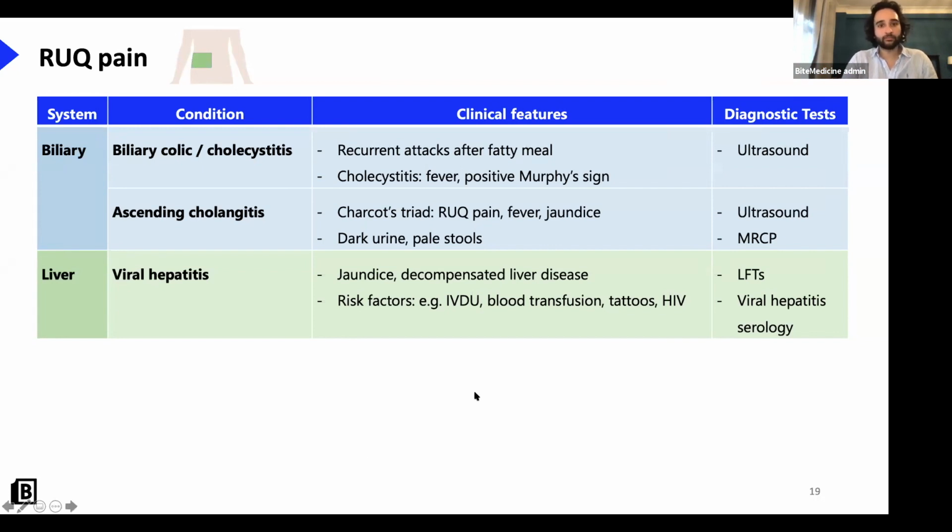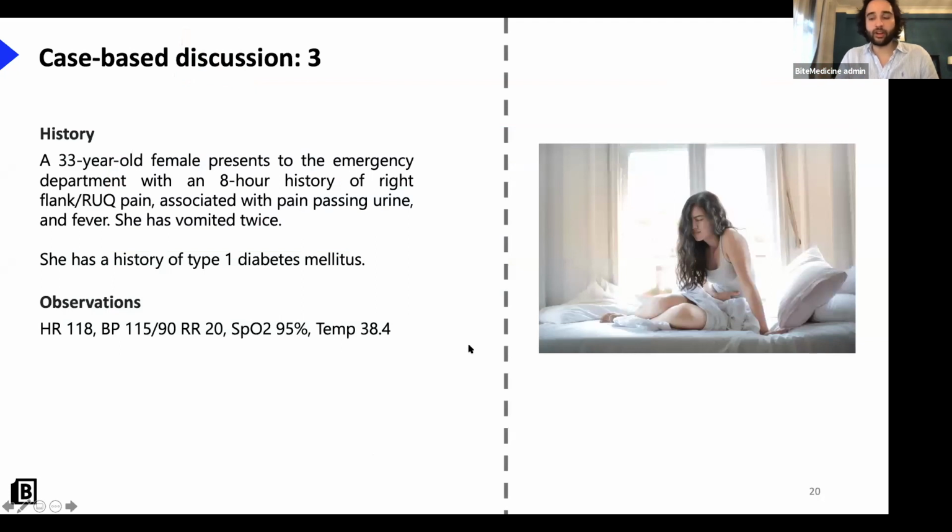So good. A little bit more in depth on right upper quadrant pain now. So let's have a think about this lady. A 33-year-old lady has presented to the emergency department with an 8-hour history of right flank, right upper quadrant-ish pain associated with pain passing urine, a fever. She's vomited twice. As you can see there, she is lying in bed looking pretty uncomfortable.